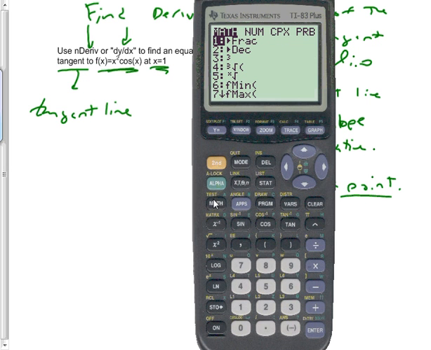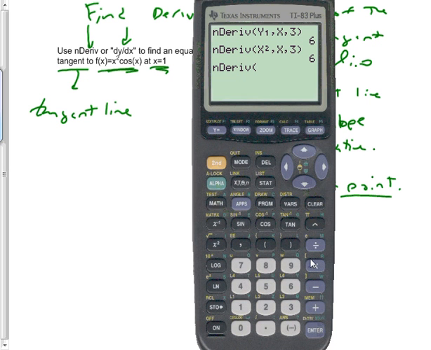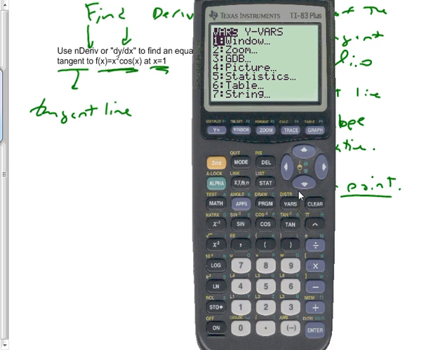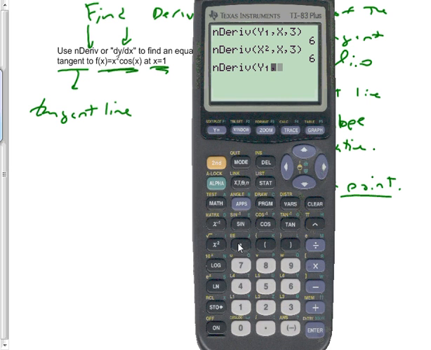but since we are new with nDeriv, let's just go through the whole thing. So math, go down to nDeriv, and now we need to put Y1, so VARS, Y-VARS, Function, Y1, comma, X, comma, 1, because we're finding it when x equals 1. And this is going to tell us the derivative of the function at x equals 1, which is the slope of the tangent line at x equals 1. And we get that it's 0.239. So let's take a quick picture of that.